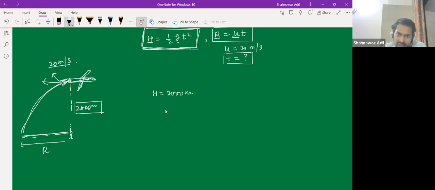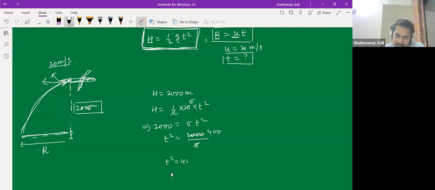So using H equals 1 by 2 g t square, this is 10, and this is t square. So this is 2000, right? And equal to, this is 5 t square. So t square is how much? 2000 divided by 5, so this is 400, right? So t square is 400. So t is how much? Root 400, which means 20 seconds, right?